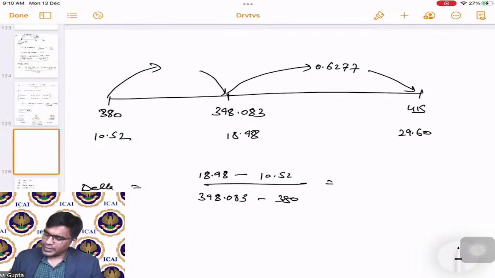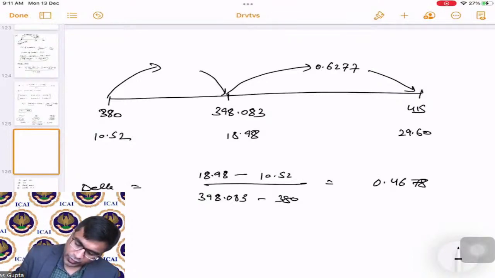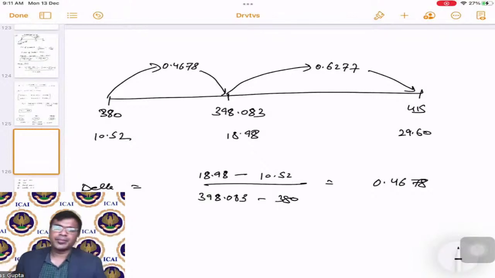If we solve this, it comes as 398.083 minus 380. Let me store this in memory. Then numerator 18.98 minus 10.52 divided by the memory recall into 100. Into 100, if you don't do, it comes as 0.4678.